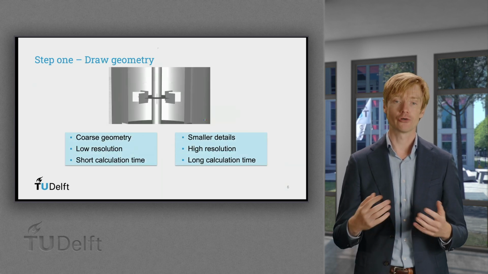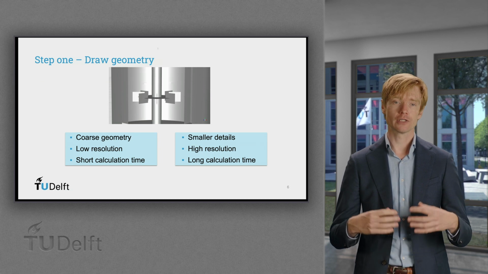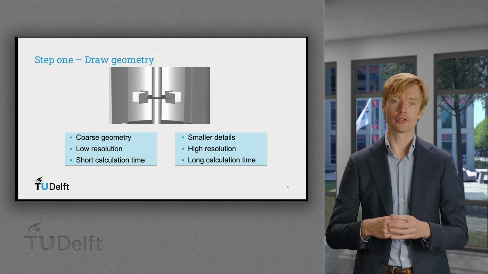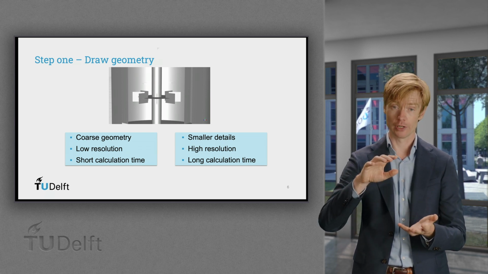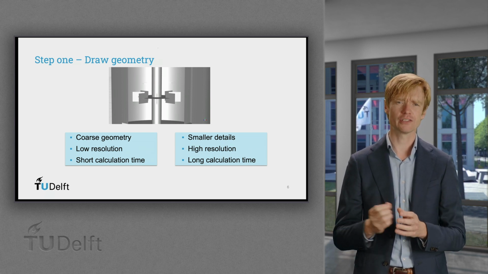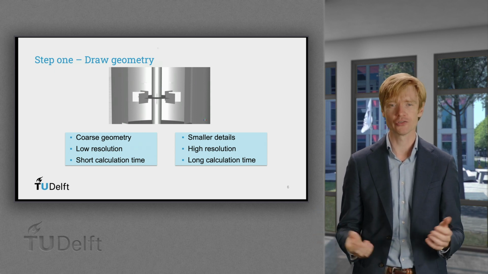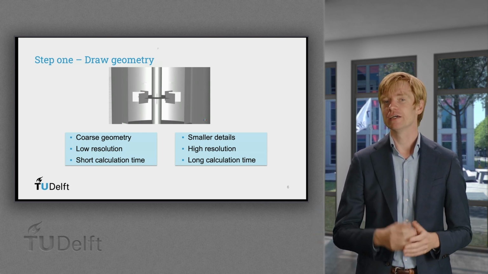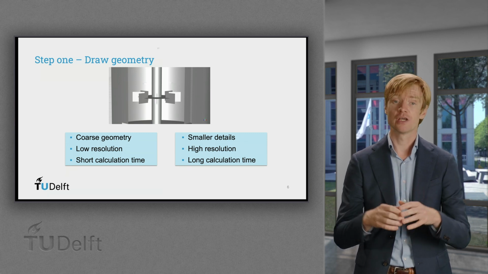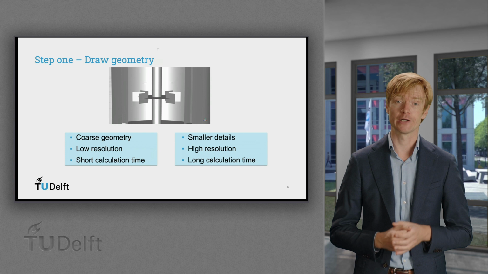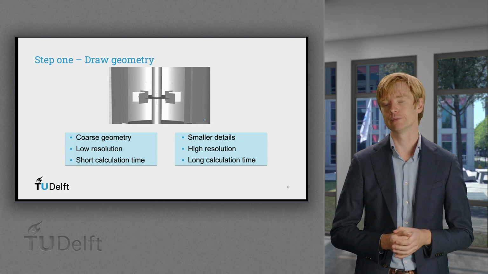Step 1 is drawing the geometry. This should include all the details that matter for the large-scale flow field, such as the baffles, the impellers, and the cooling coils. But small details such as ladders and probes and manholes, those can be left out. These have a negligible influence on the flow field, and the smaller the details, the higher the resolution that is required, and the slower the calculation will be.